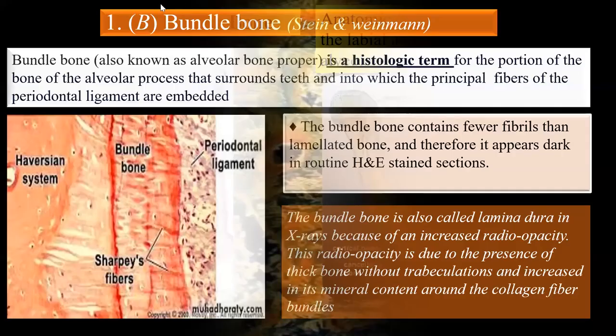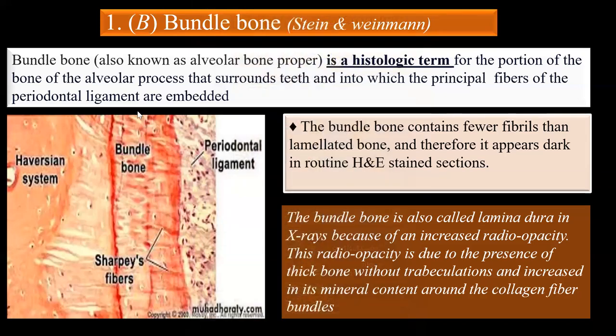So what is bundle bone? This is a very important short note. Bundle bone is also known as alveolar bone proper, and is a histological term. It's a portion of the bone of the alveolar process that surrounds the teeth, into which principal fibers of the periodontal ligament are embedded. Bundle bone contains fewer fibrils than the lamellated bone, so it appears dark in routine H&E stained section. You can appreciate very well from the histological picture that it appears dark.